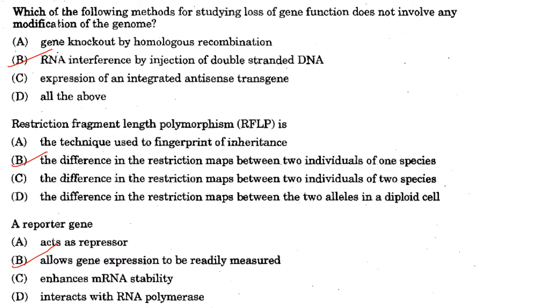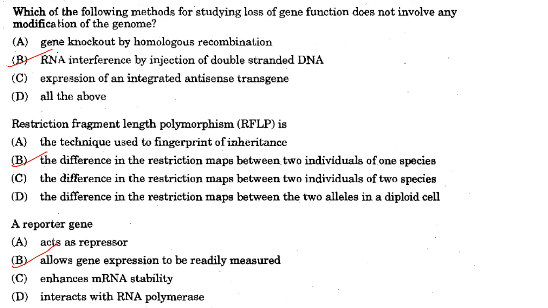Coming to the first question: which of the following methods for studying loss of gene function does not involve any modification of the genome? A, gene knockout by homologous recombination; B, RNA interference by injection of double-stranded DNA; C, expression of an integrated antisense transgene; D, all of the above. So the answer is option B, RNA interference by injection of double-stranded DNA. It does not involve any modification of the genome.